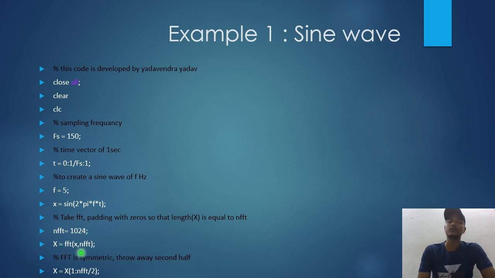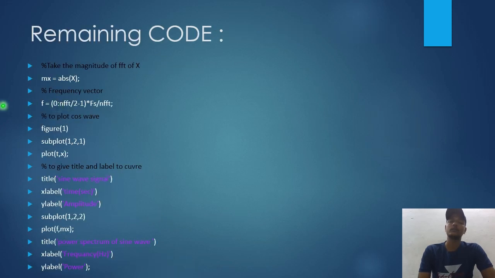This is the number of FFT points, how many we want to take, and x equal to fft(x, nfft). The FFT is symmetric, so we throw away the second half and use the first half. So x equal to x(1 colon nfft/2).